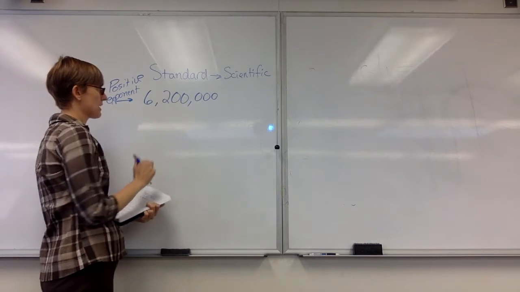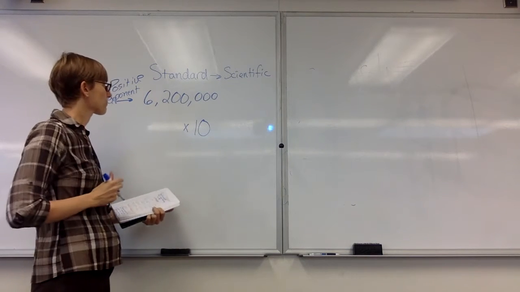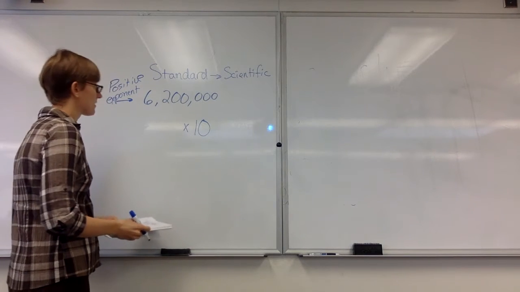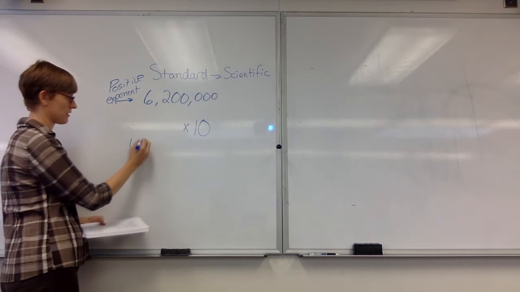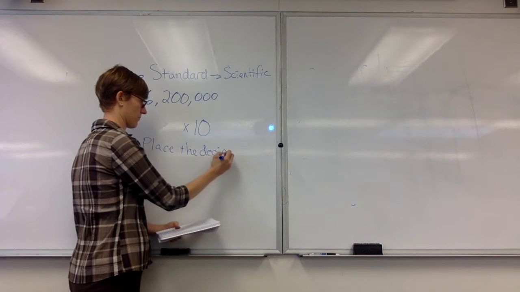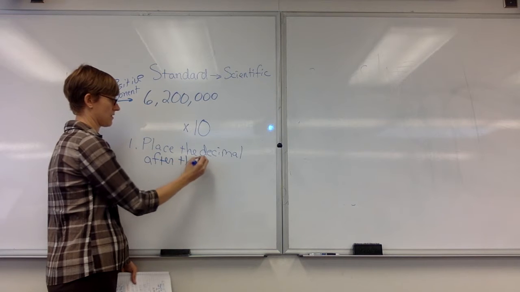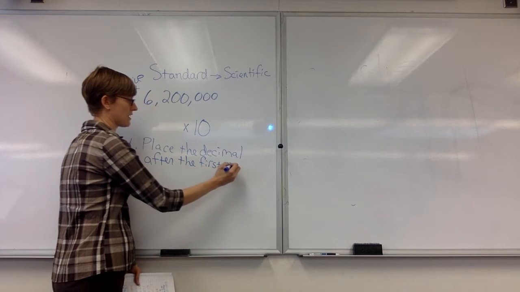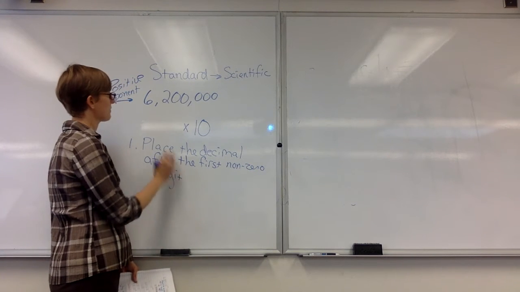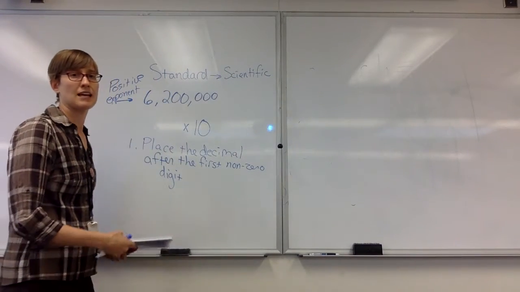Okay. So I know my exponent is going to be positive, so I know it's going to be times 10 to some positive number. Well, let's look at what the positive number is going to be. So here are the steps. Number 1, you place the decimal after the first non-zero digit. So what that means is that you're going to have one number before the decimal place, and that number cannot be a 0.